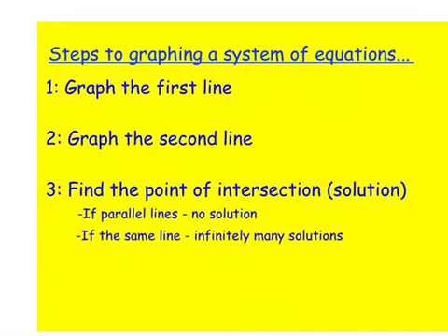So here are our steps to graphing systems of equations. Step number 1, graph the first line. Step number 2, graph the second line. And then step number 3, find the point of intersection, or the solution. Remember, if they're parallel lines, they don't cross at all, so there's no solution. If it's the same exact line, then we write infinitely many solutions, or IMS.